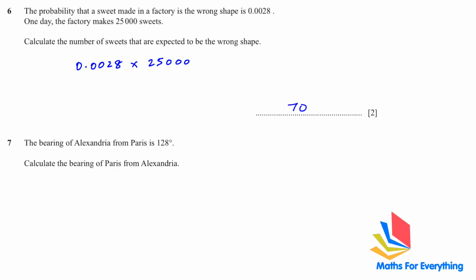Question number 7. The bearing of Alexandria from Paris is 128. Calculate the bearing of Paris from Alexandria. Remember a very easy way to solve bearing questions. If you have less than 180, so 128 is less than 180, to find the other bearing, you just add 180 to it. That will give you 308. And if in the question your answer is more than 180, then you subtract 180 to get the bearing.